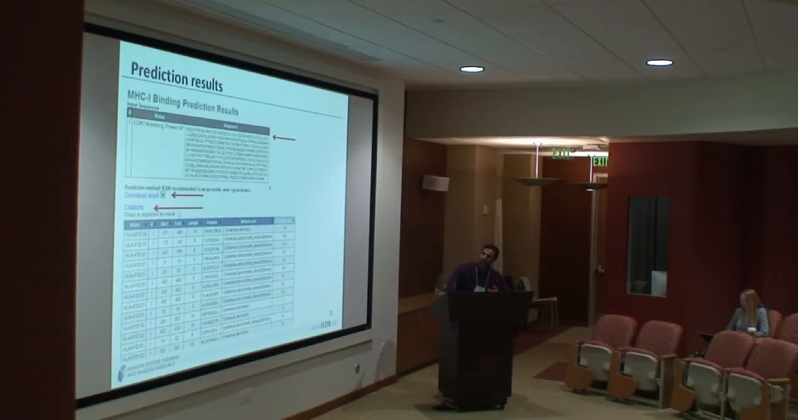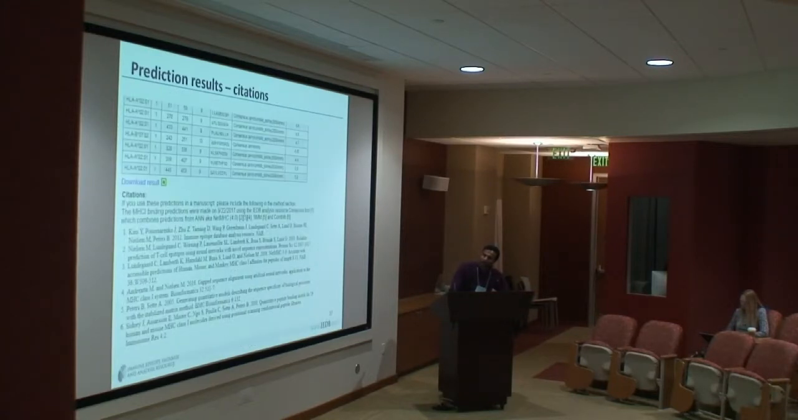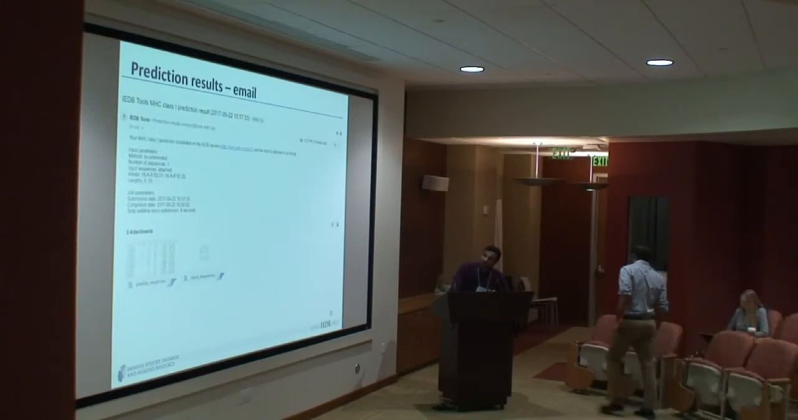Here we see our output. In the output page, you will see what your input was. This was your input sequence, and in the lower part you can see the link for downloading the result and the citations. If you go to the download result, you will land on this CSV file that you can open in an Excel sheet. On the lower end, you will see the link for the citations. And if you have provided your email address, you will see this kind of email, where you will have all the input parameters and the output files.